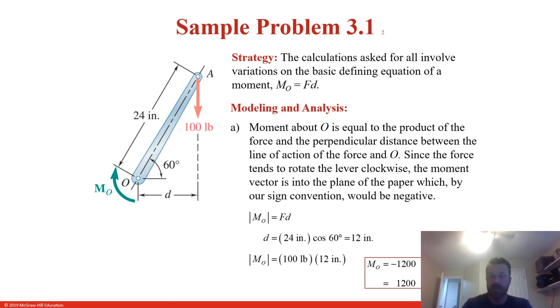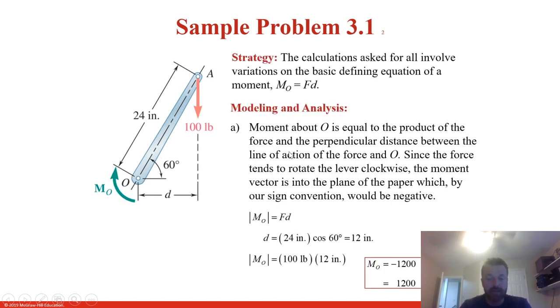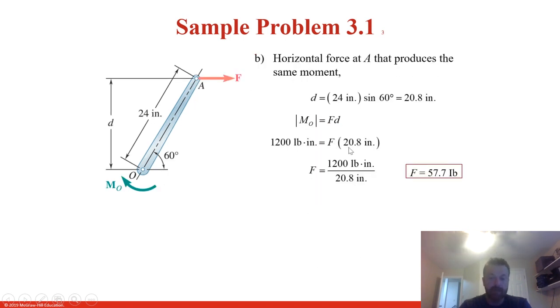It's easier to denote the vector sense of this moment using clockwise or counterclockwise, as we discussed for two-dimensional cases. If we were to apply an unknown horizontal force and we wanted to yield the same moment, we would note that the perpendicular distance in this case isn't 24 cos 60, it's 24 sine 60. And if you multiply 24 sine 60 times this unknown force, you want that to equal 1,200 pound inches. That, again, is just the quantity that we received from the first slide. And if you compute that in the scalar sense, you get that it is 57.7 pounds.